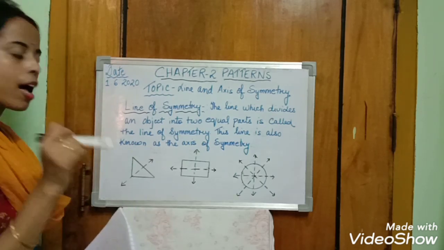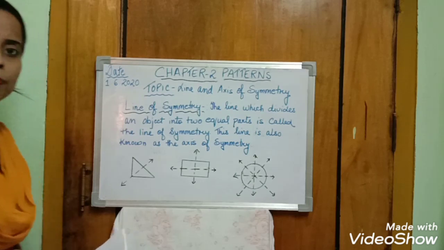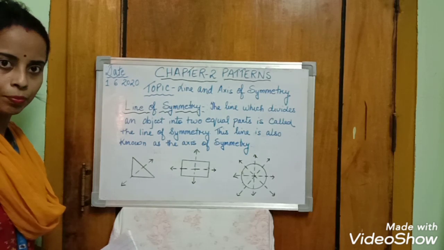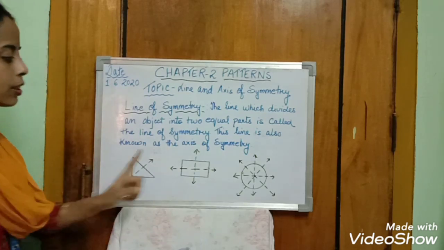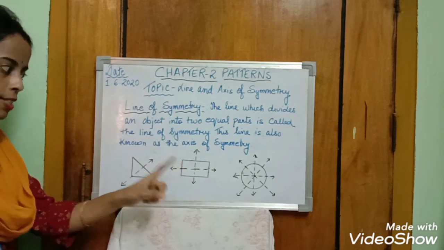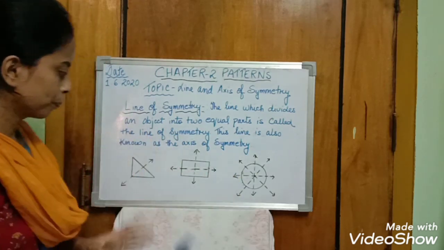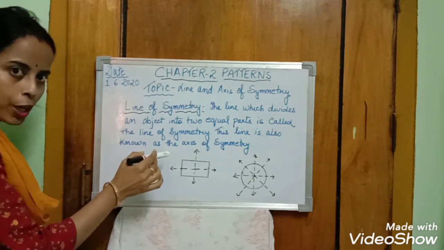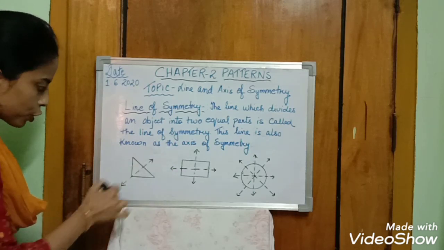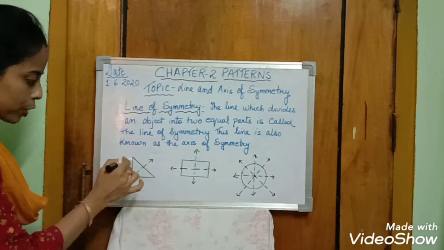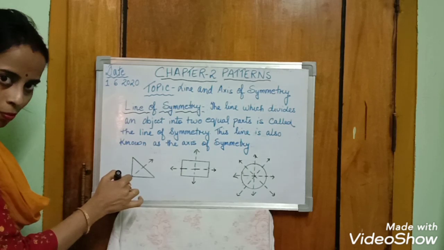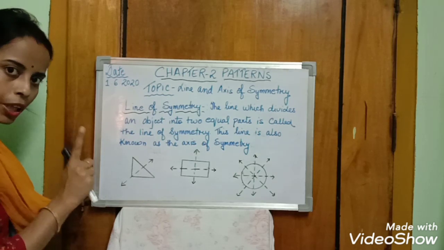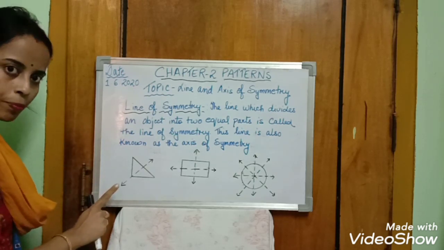Now, here I have drawn three figures: triangle, rectangle, circle. All are symmetrical figures. Am I right? Yes. In this triangle, if we draw a line which divides the object into two equal parts like this, we get two equal halves, yes or no? That means here we can draw only one line of symmetry.